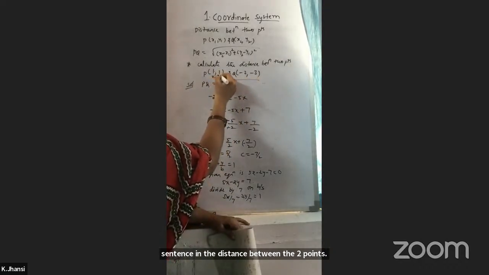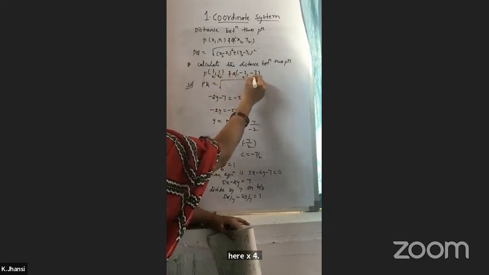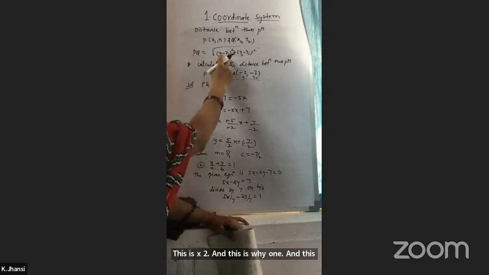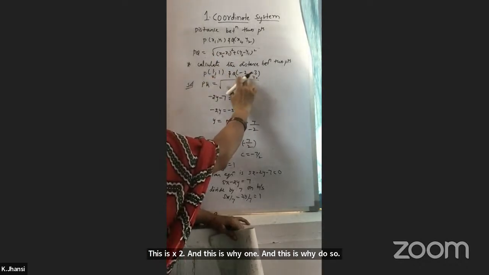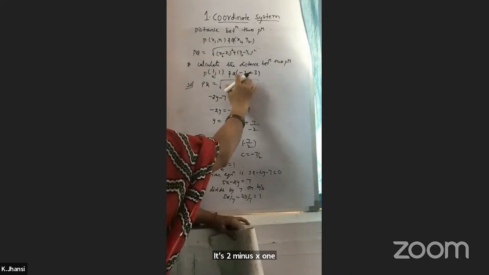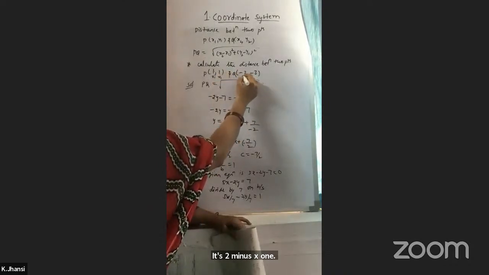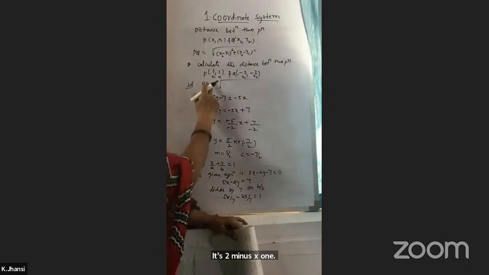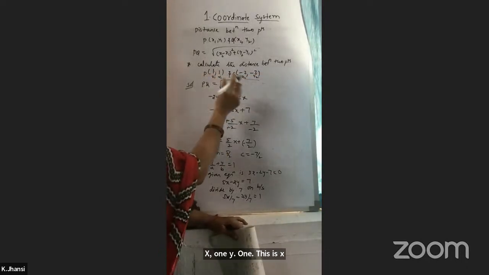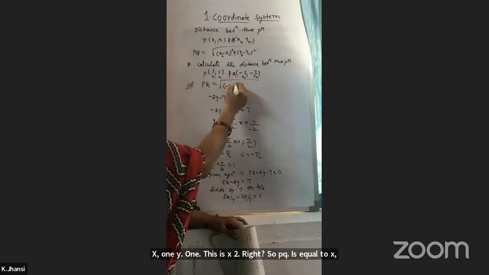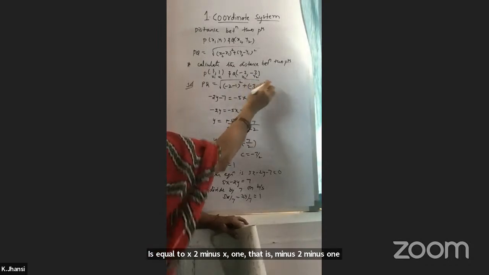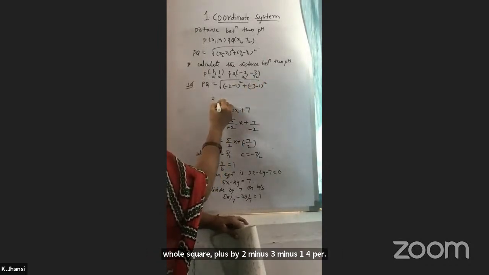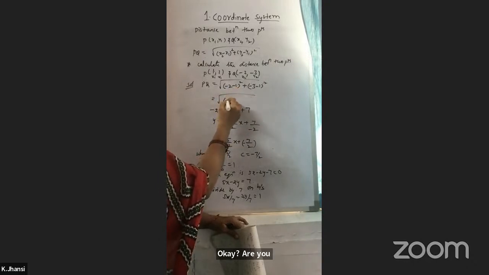Now you write here x1, this is x2, and this is y1, and this is y2. So x2 minus x1. What have I written? It is x1, y1, and this is x2, y2. Okay. So PQ is equal to root of (minus 2 minus 1) whole square plus (minus 3 minus 1) whole square. Now you simplify this one. That is minus 3 whole square, plus minus 4 whole square.